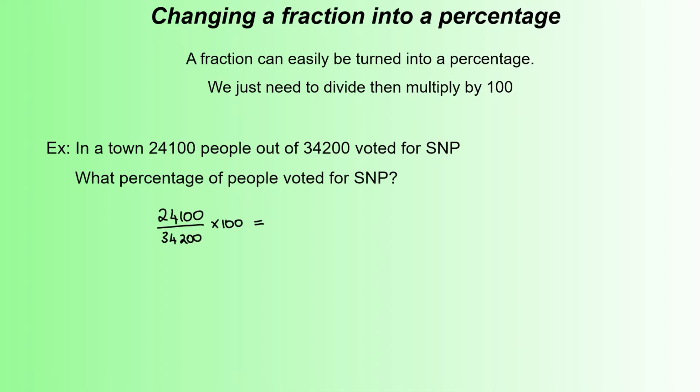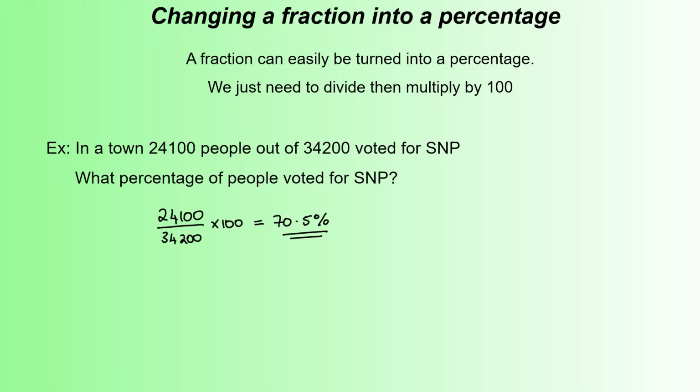We're going to round that to one decimal place, which is normally fine. So 70.46 on the calculator, I'm going to round that to 70.5%. So 70.5% of the population of that town voted for SNP.